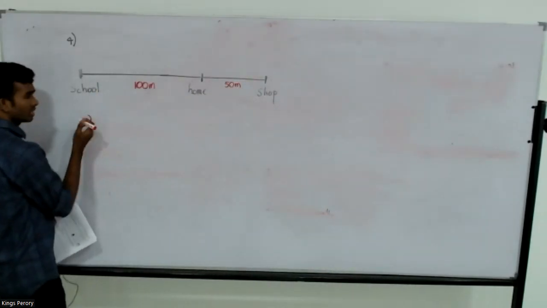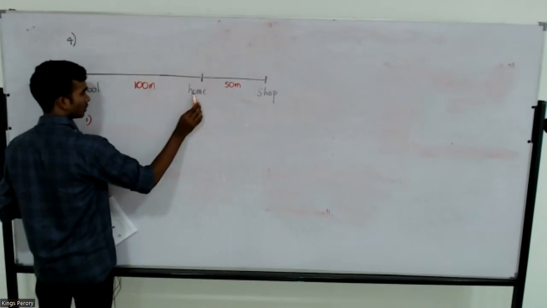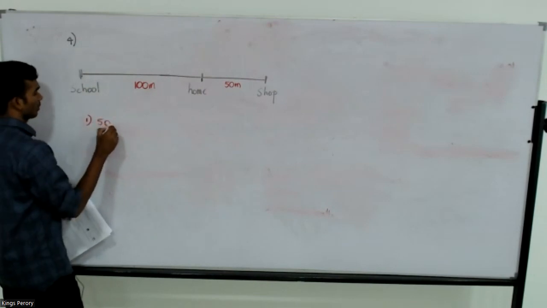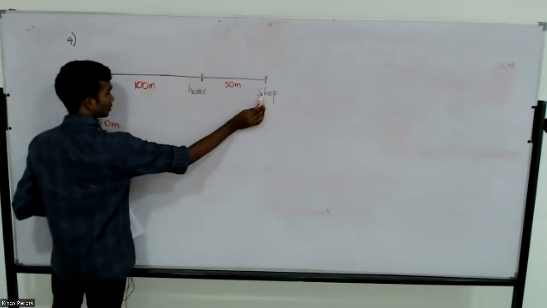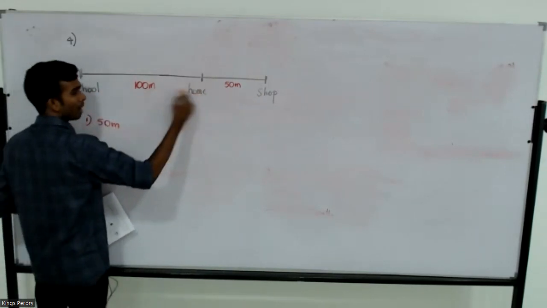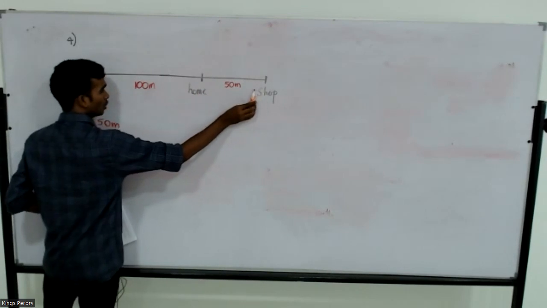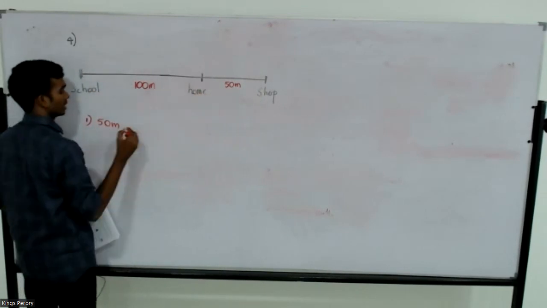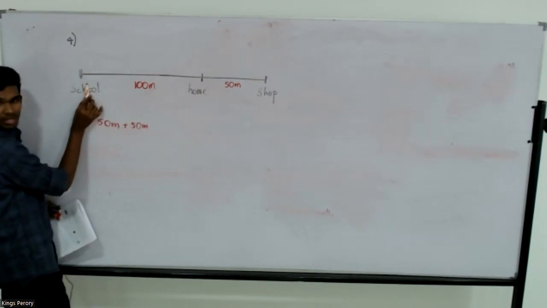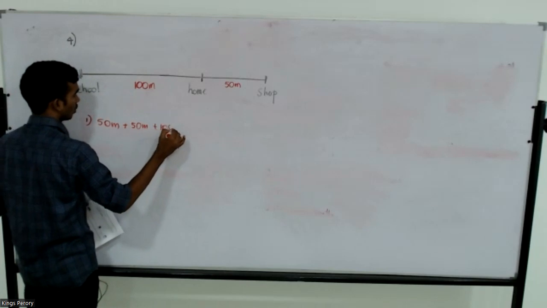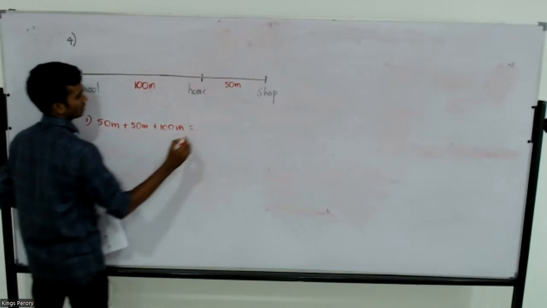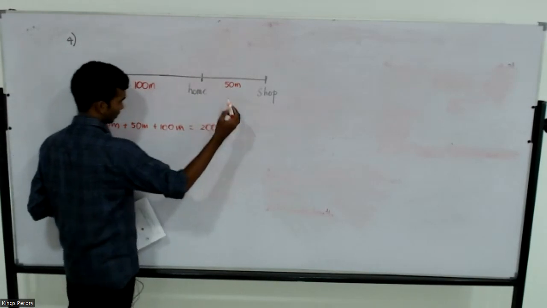Then what is the total distance she travels? First she goes from home to shop. That means first she travels 50 meters. Next, what happens? From shop, she passes the home and goes to school. Shop to home, another 50 meters. So you add another 50 meters. From home to school, another 100 meters. So totally how much distance has she traveled? 200 meters. Total distance is 200 meters.